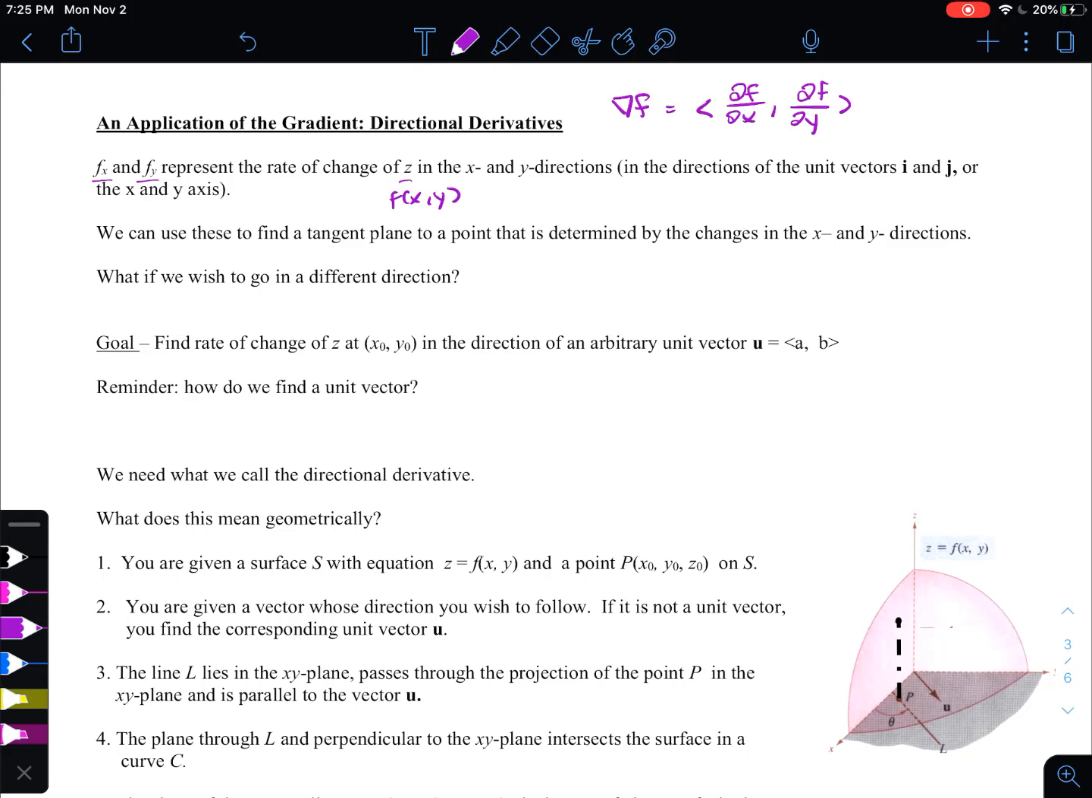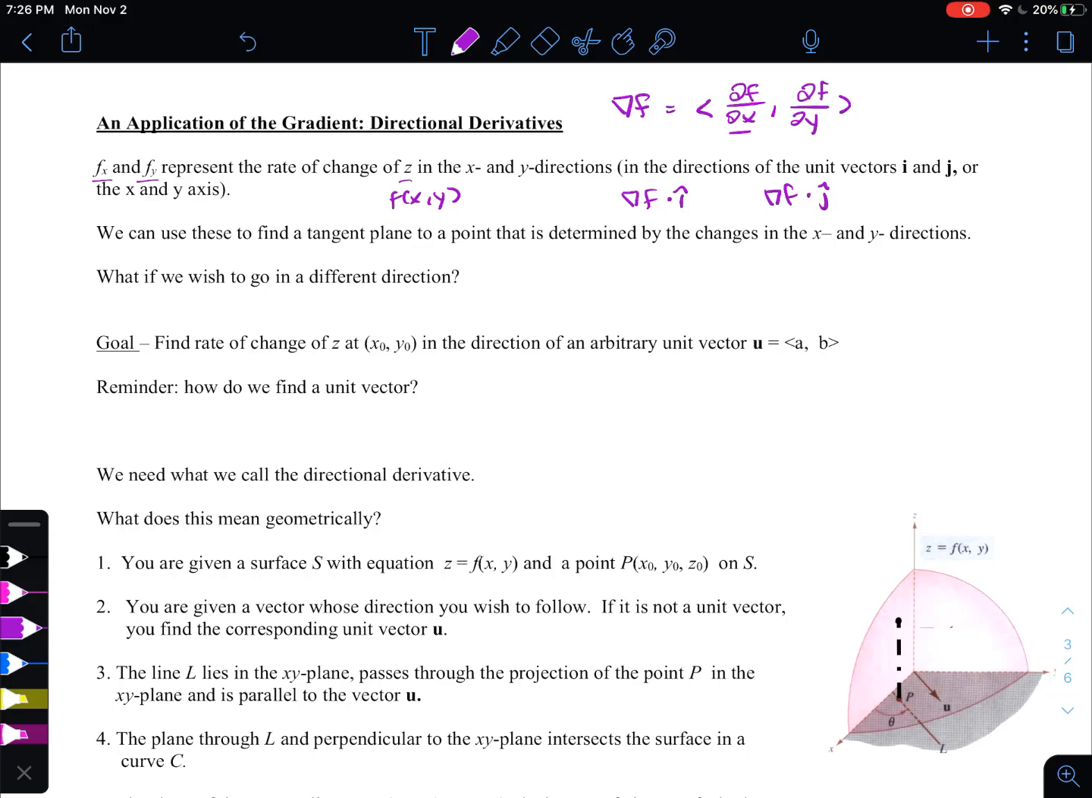If you notice, if we dotted the gradient vector with the unit vector i, we would get specifically the rate of change of z, or the rate of change of the surface, in the x direction. And the same would happen if we did the gradient vector dotted with j. We would get specifically the rate of change of the surface, f or z, whatever you want to call it, in the direction of y.